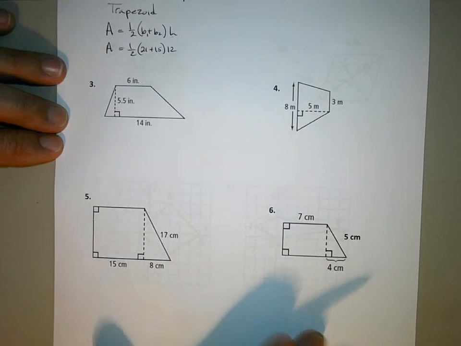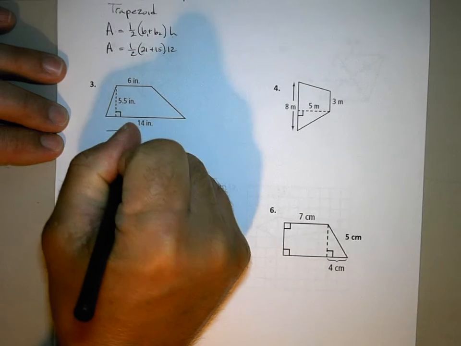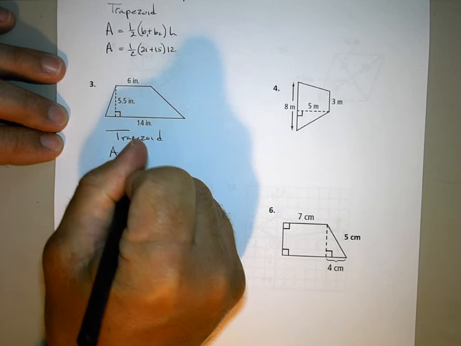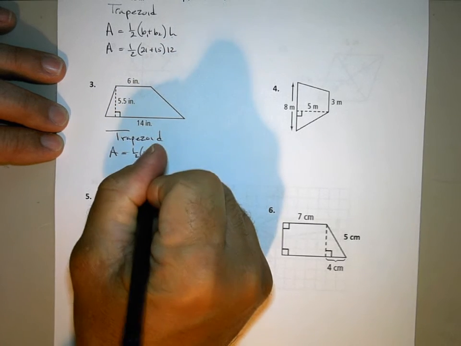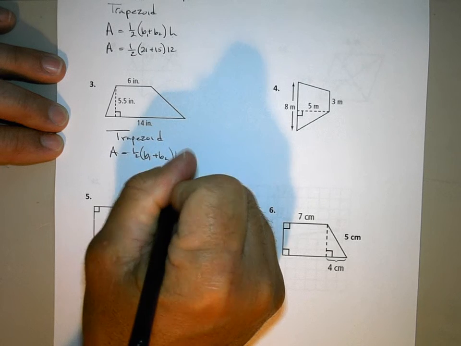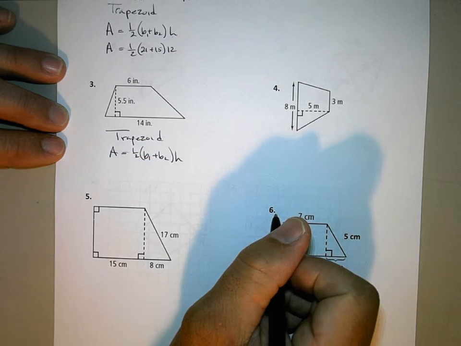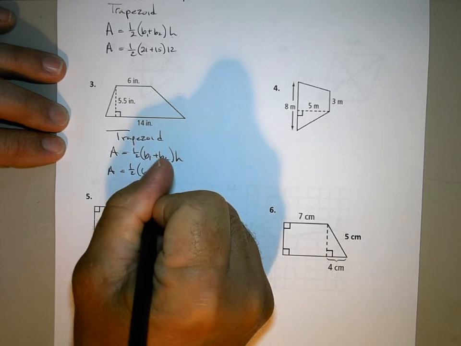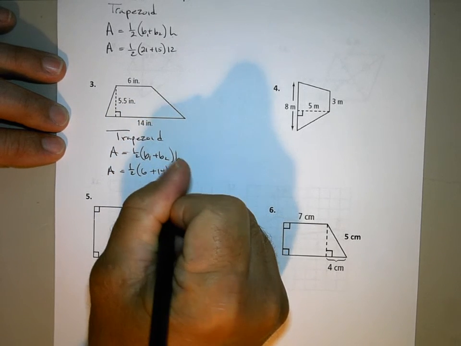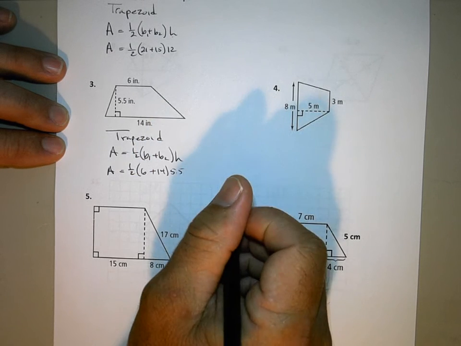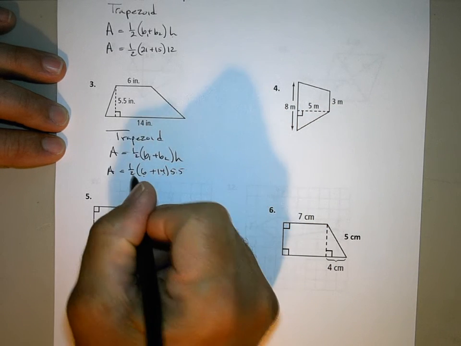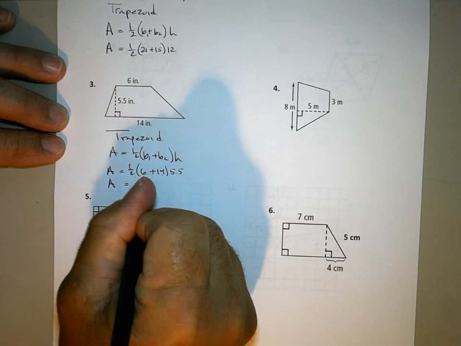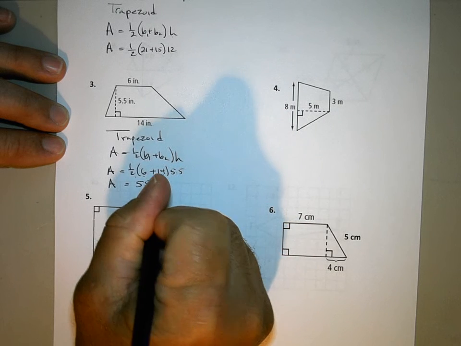This is a trapezoid as well. Same area formula, obviously: 1/2 base 1 plus base 2 times the height. Okay, and we have area equals 1/2 times 6 plus 14 times 5.5. So 6 plus 14 is 20, half of 20 is 10, and 10 times 5.5 is 55, and this is inches squared.